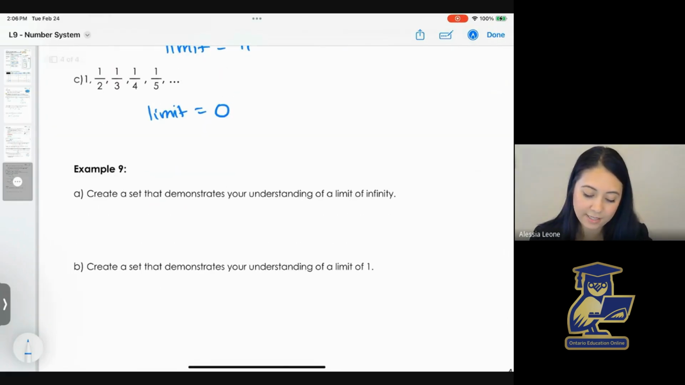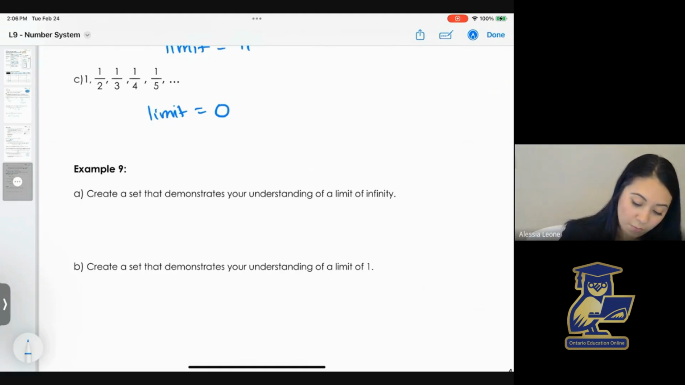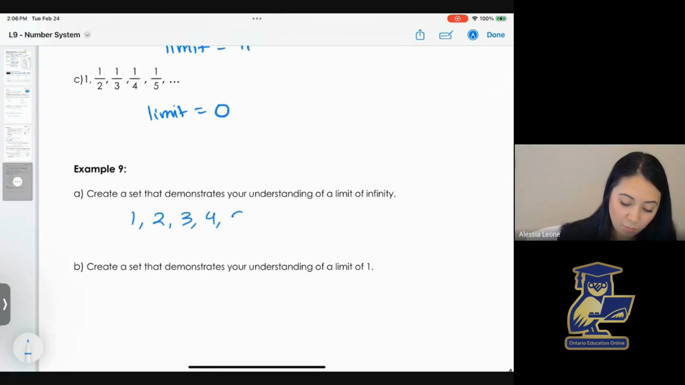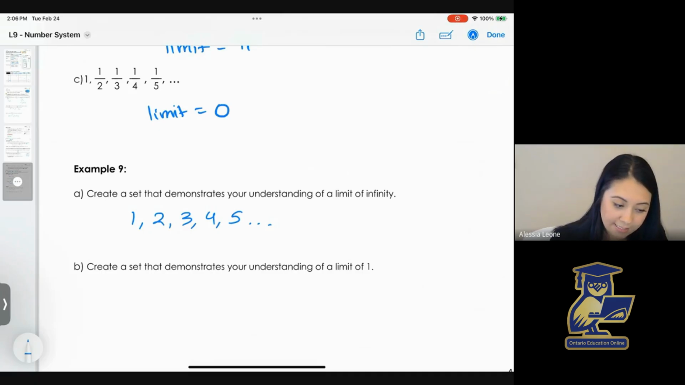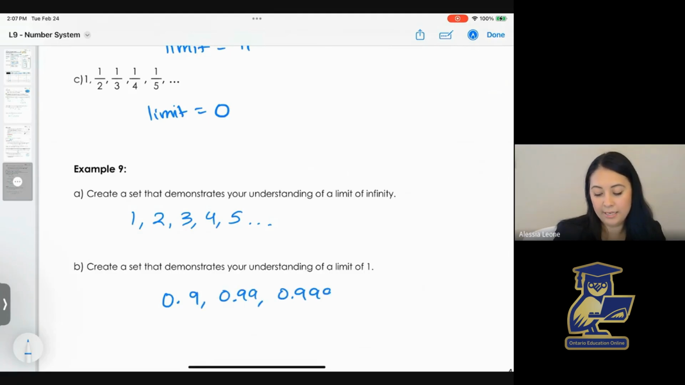Now it's asking us to create a set that demonstrates our understanding of infinity. An easy example of infinity: 1, 2, 3, 4, 5. We know that will grow forever. Numbers can go on forever. And B, create a set that demonstrates your understanding of a limit of 1. It can go up to 1, but not past 1. So we will do 0.9, 0.99, 0.999, etc. And it approaches 1.